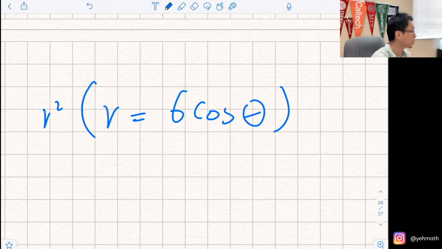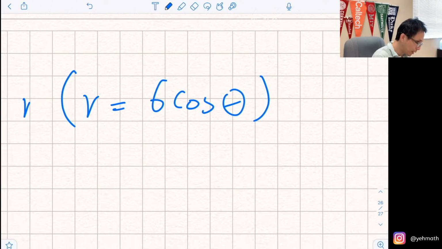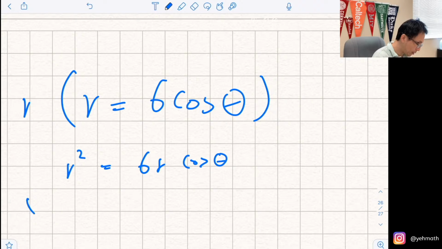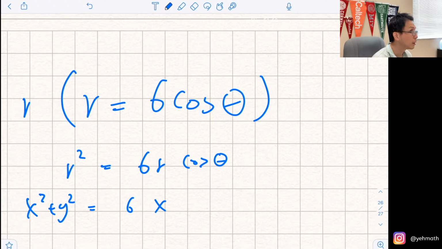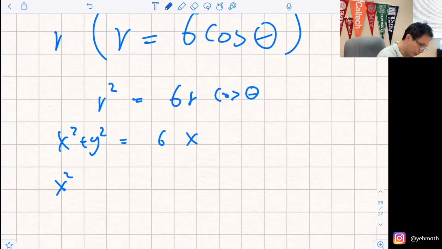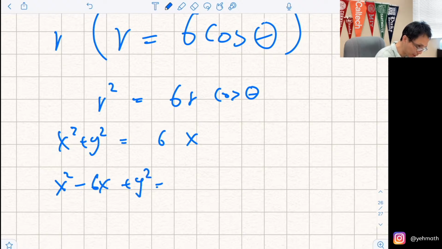And you're still going to get r squared. So r squared is equal to 6r cosine theta. Then can I just get x squared plus y squared equal to 6x? By the way, what equation is this? A circle, thank you. So x squared minus 6x plus y squared is equal to 0.